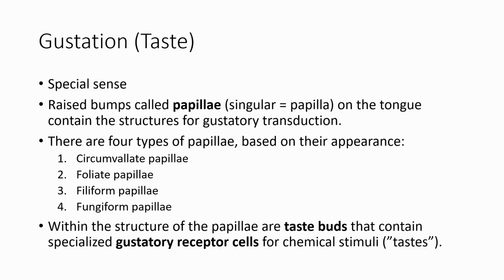Within these papillae, we find the taste buds, and the taste buds are the ones that actually have the gustatory receptor cells, which are the ones that actually detect the chemicals in the food that you eat, right? So this is what tastes. They're detecting specific chemicals to give you the sense of taste.